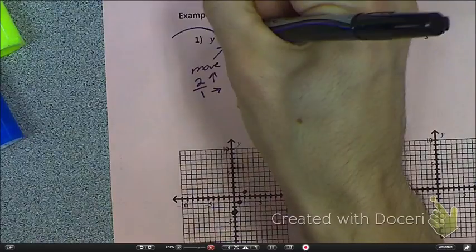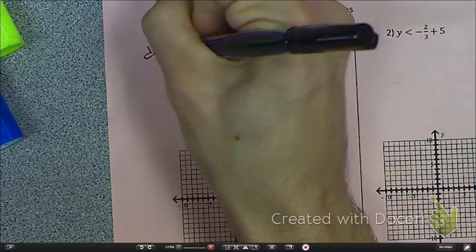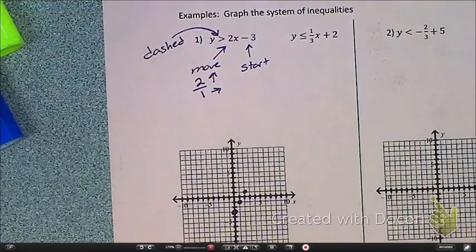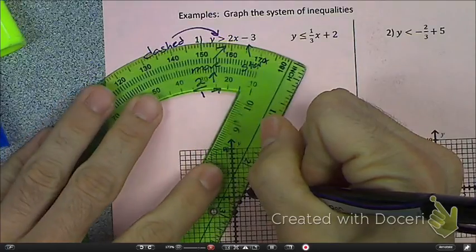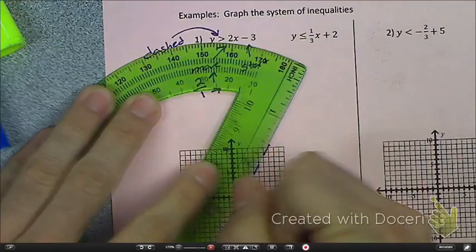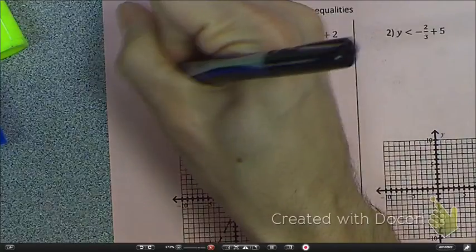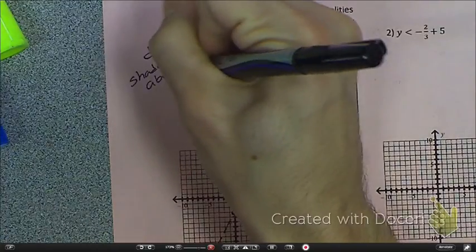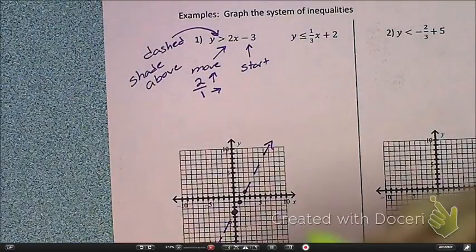This symbol does not have the equal to, so it's going to be a dashed line. Since it's greater than, we are going to shade above. Since the graph is small, I'm going to shade everything.